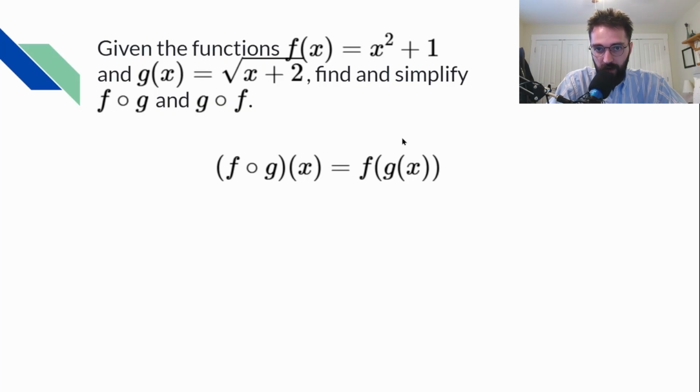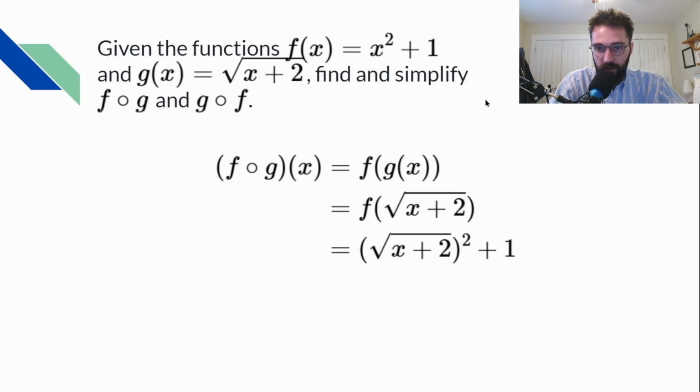f of g of x is equal to f of the square root of x plus 2. So what does the function f say to do? It says to take what we're given and square it and then add 1. So all we're going to do here is take this and square it and then add 1. The square root of something squared is just equal to the something. So we have x plus 2 and then we have this plus 1 tagged on to the end. x plus 2 plus 1 is x plus 3. So that means that f circle g is equal to x plus 3.